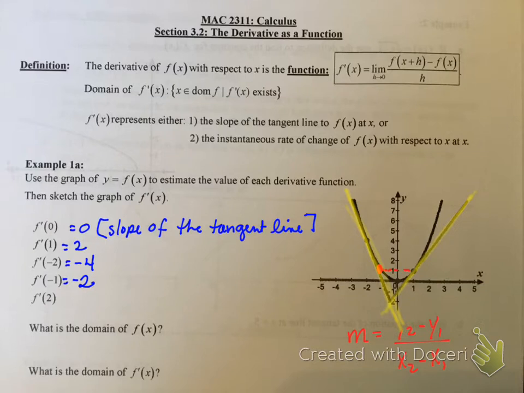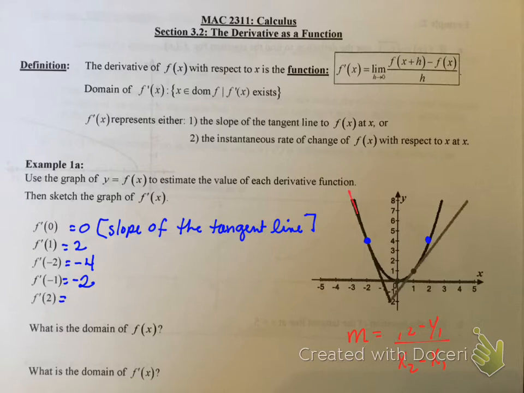And we can do the same thing when f prime is at x equals 2. So once again, I'm looking at this point here. It's symmetrical to this point here.